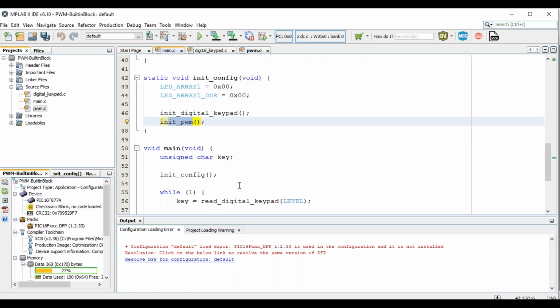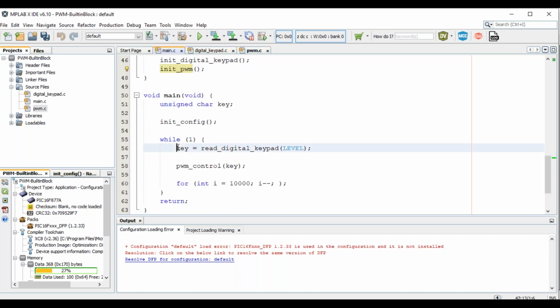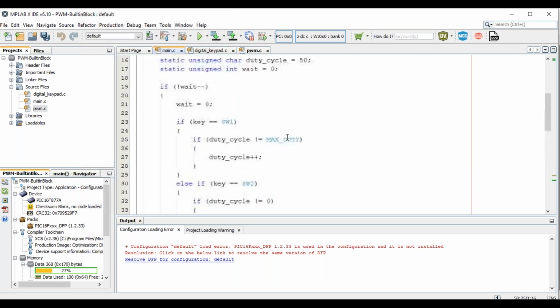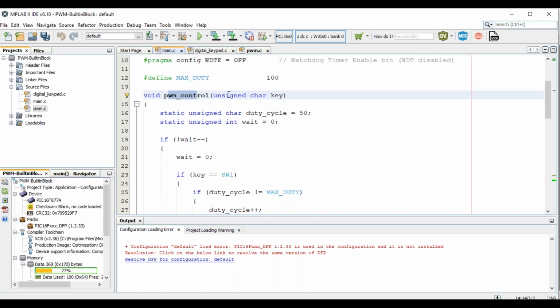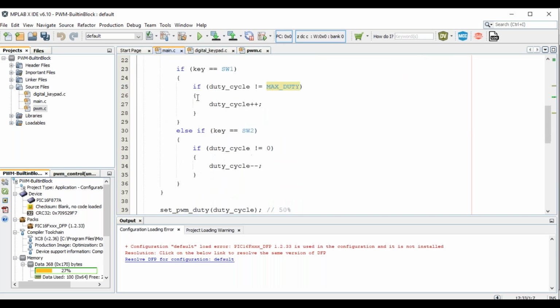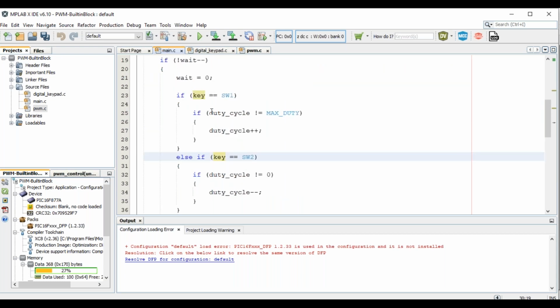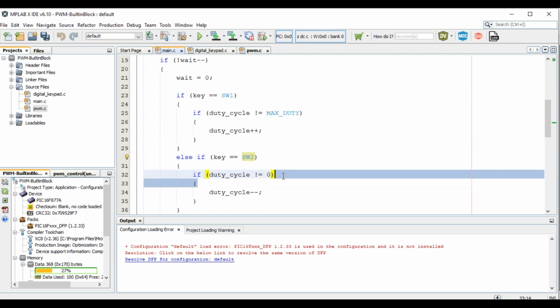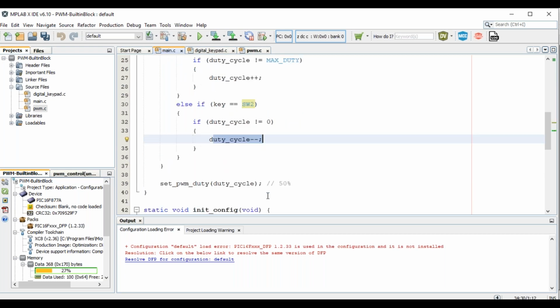What we are doing here in the main function is, first I'm going to read the key. That key will be passed as an argument to the PWM control, so control will come here. Initially the duty cycle is 50, which represents 50%. Maximum duty cycle is 100% and wait is initially 0. The logic remains the same: if key equals switch 1 and duty cycle is not equal to maximum, duty cycle will be increased, and if key equals switch 2 and duty cycle is not equal to 0, duty cycle will be decreased.